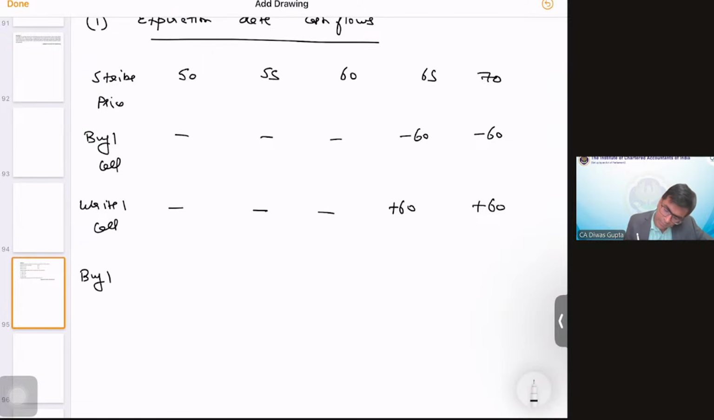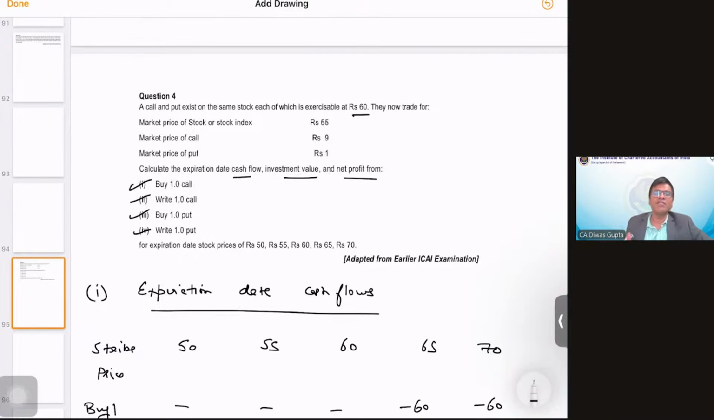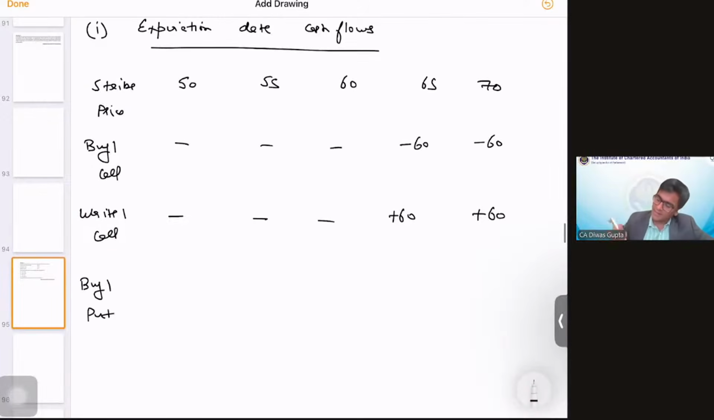Then buy one put. So if we have bought one put, that means we have bought the right to sell. We have purchased the right to sell. The moment we have purchased the right to sell, if we are going to sell, we are going to get a cash flow in of rupees 60, which is the strike price. But what are the conditions in which we are going to sell it? If the prices are lower than 60, right? Which is in these cases plus 60, plus 60, nil, nil, and nil.